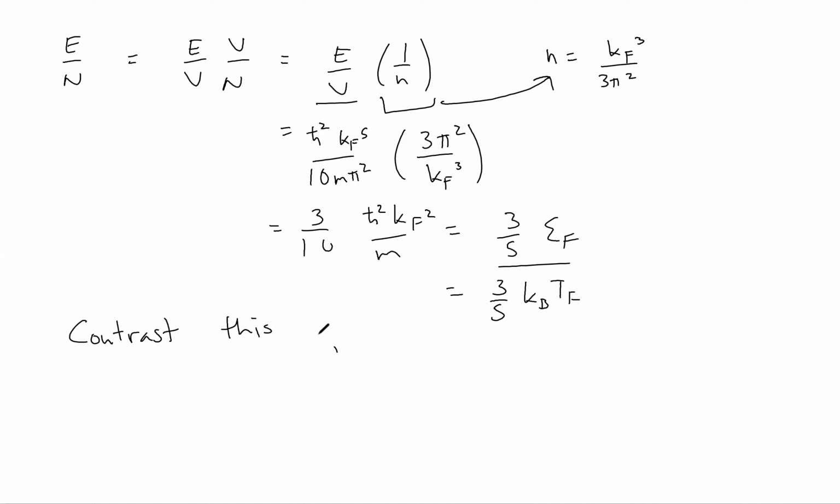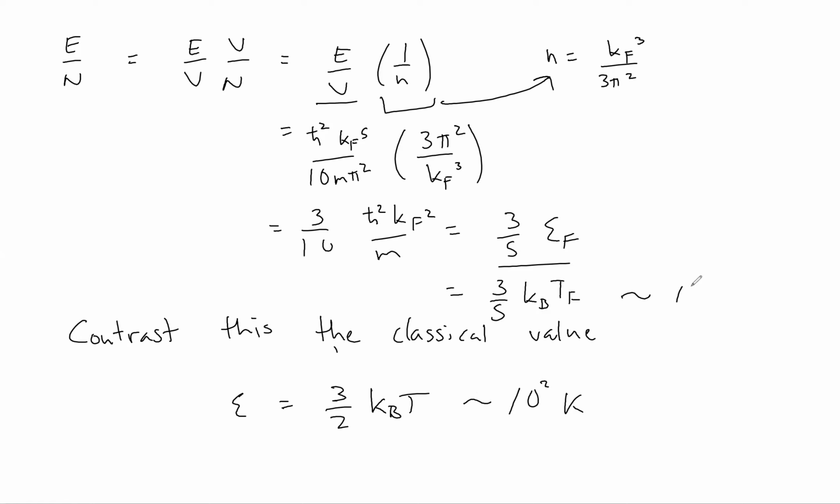So contrast this with the classical value, where the average energy per particle, if we assume equipartition, is 3/2 k_B T. So this is of order 10^2 Kelvin at room temperature. So the energy is equal to k_B times 10^2 Kelvin. Here the energy is equal to k_B times 10^4 Kelvin. So the average energy per particle in the Sommerfeld model is vastly larger than the average energy per particle in the Drude model.